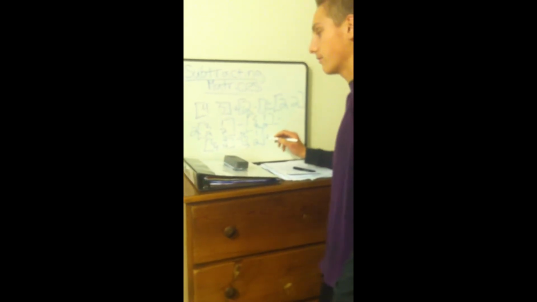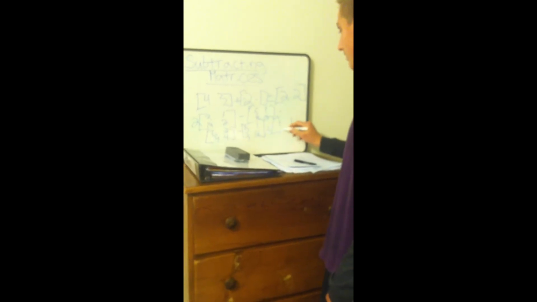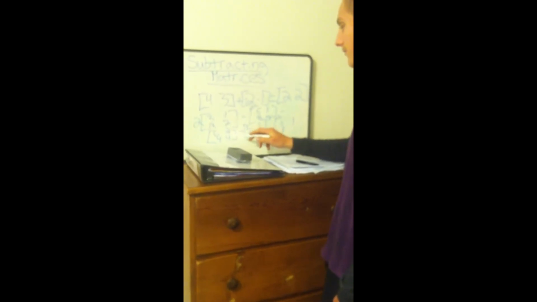Okay, so now it's just like the other one. The corresponding positions, 6 and 5, that's 1. 2 and 1 is 1. 4 and 3 is 1. And 4 minus 2 is 2.